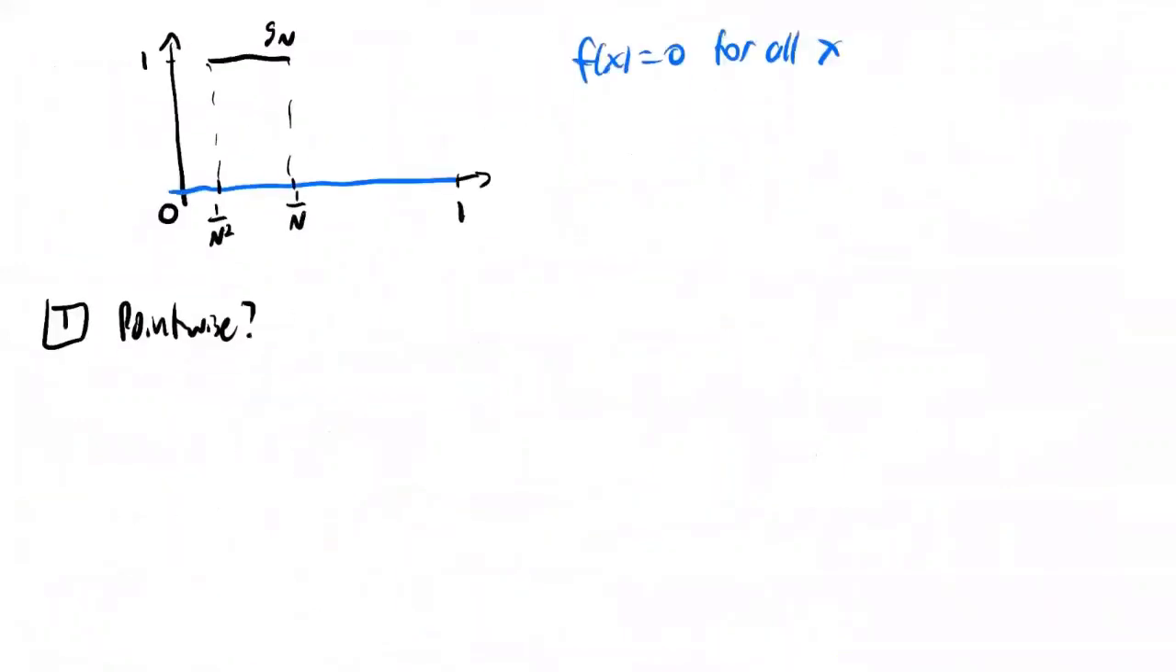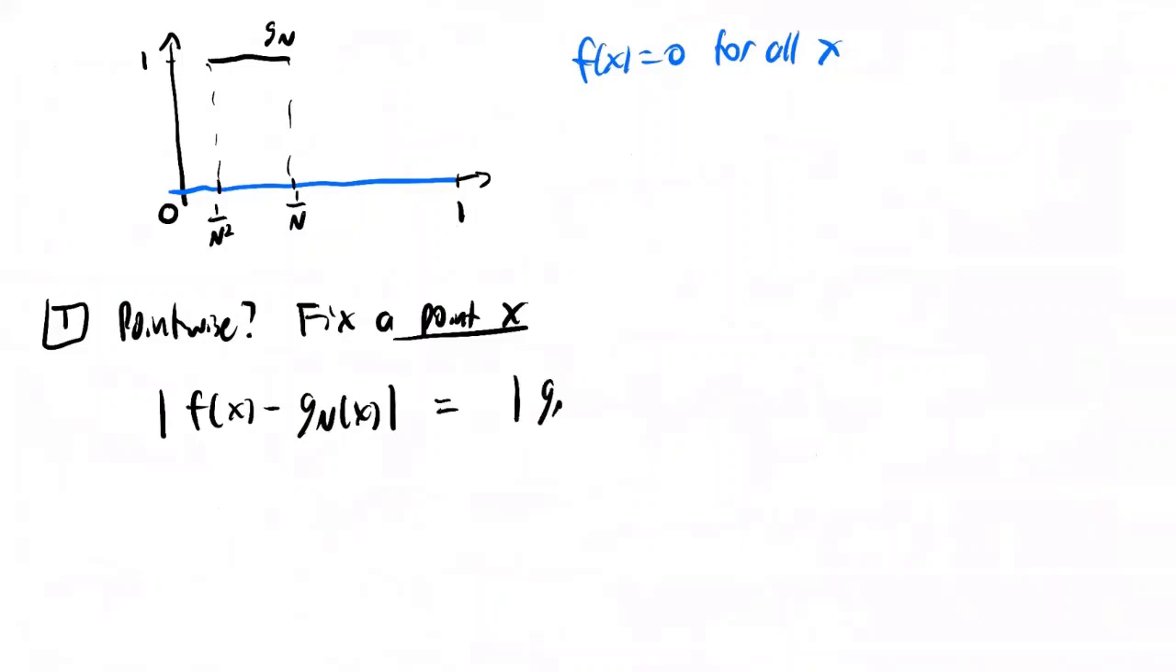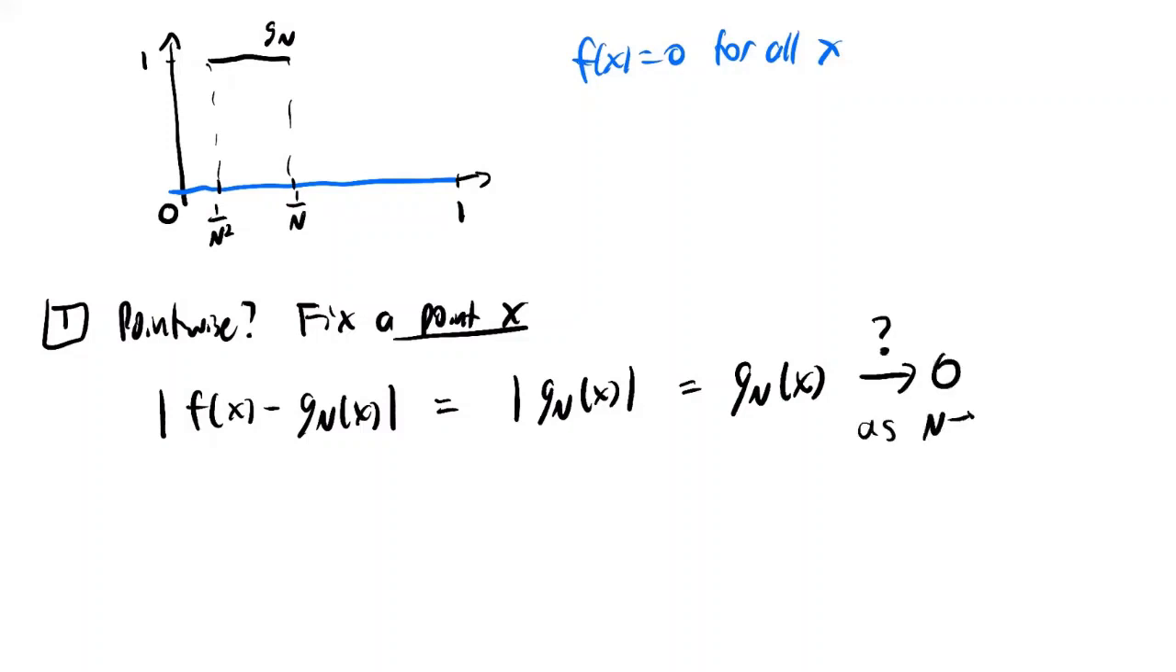So what we want to do is fix a point x and look at f of x minus gn of x. Well, f is just 0 for every single point, so this is just equal to the absolute value of gn of x. gn is always positive, so this is just gn of x. And the question is, does this converge to 0 as n goes to infinity for each x? The rate doesn't have to be uniform, it just has to converge to 0 eventually for this particular fixed x.